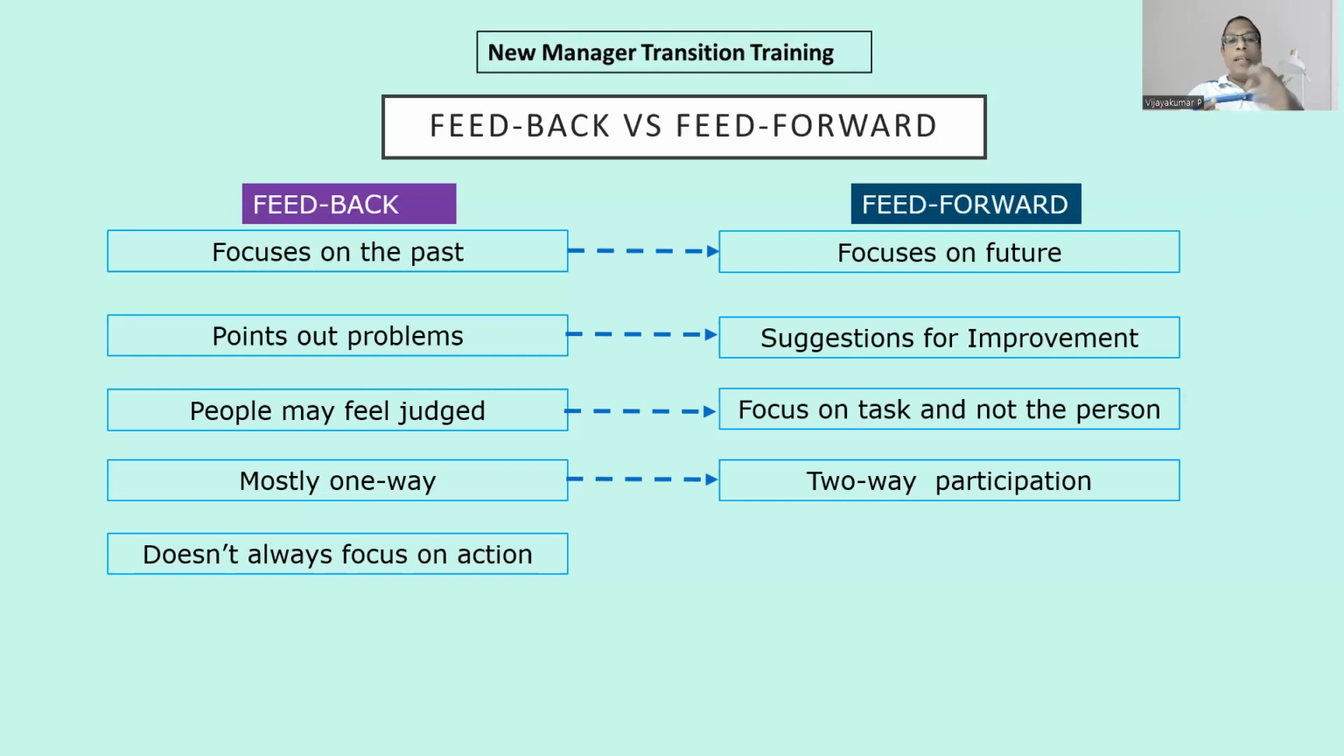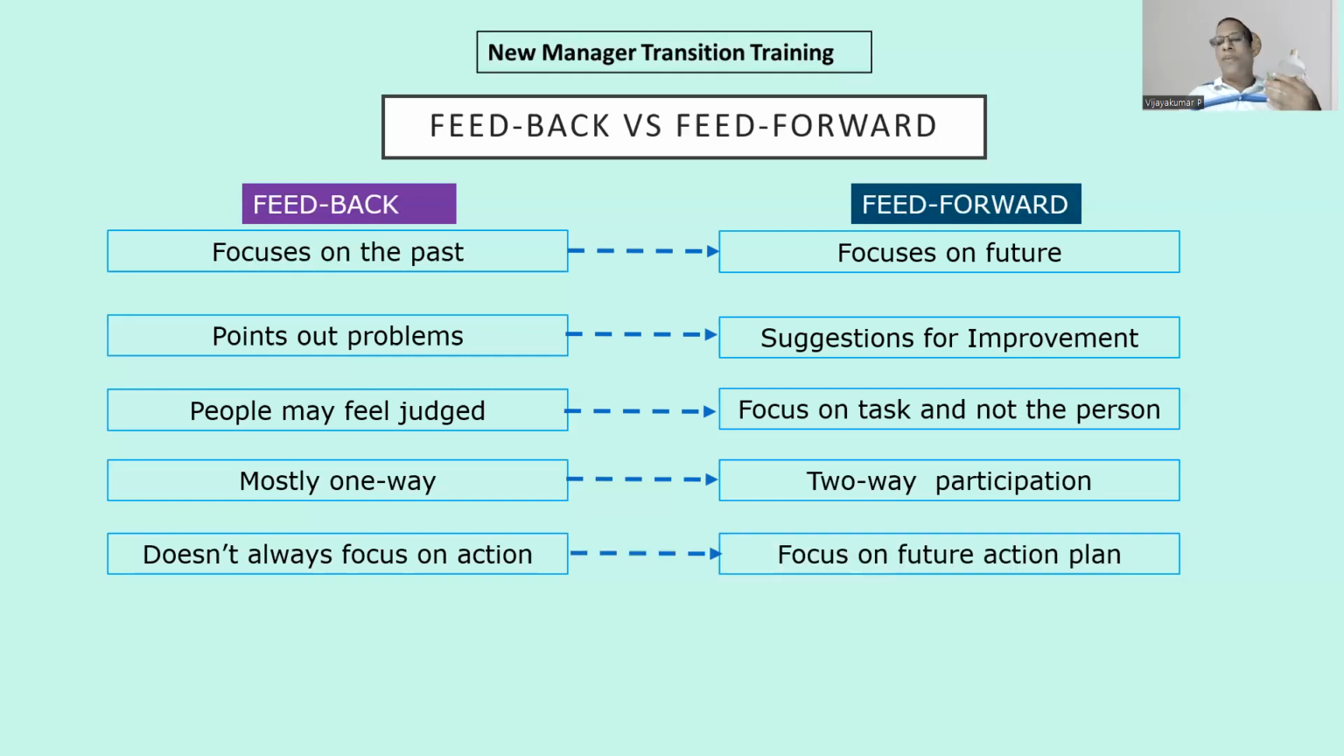And then in the feedback model, it doesn't always focus on action. Means it is more on what happened in the past, right? It doesn't talk about how do we move forward. Whereas that is the biggest advantage of the feed forward. Here we focus more on the future action plan. How can we improve in future, right?